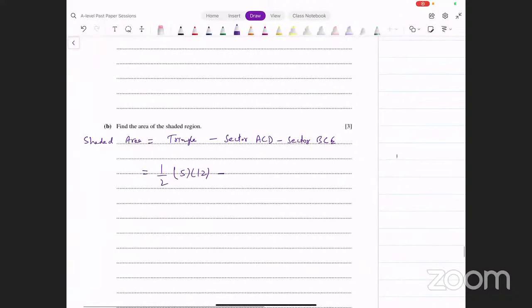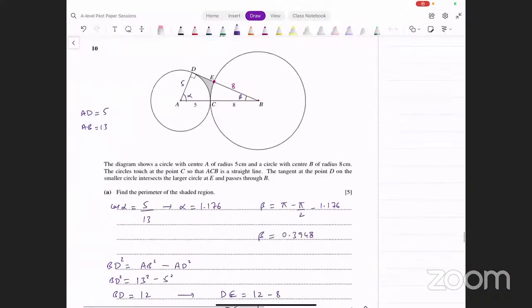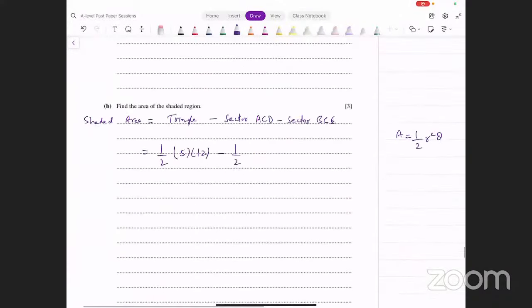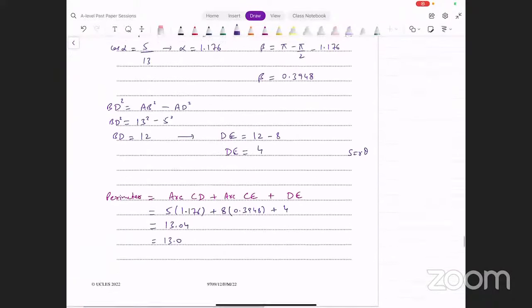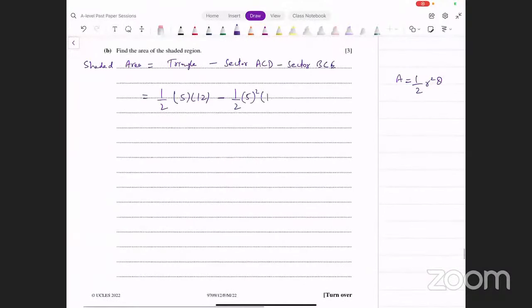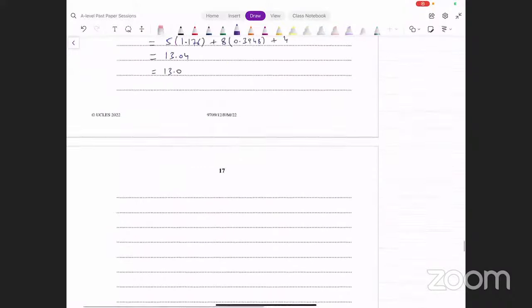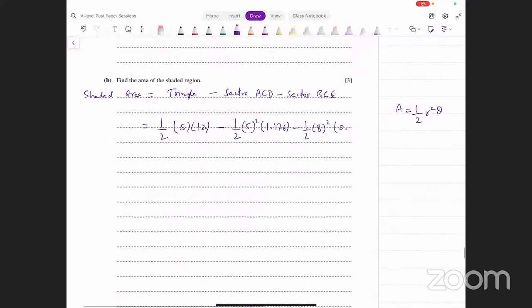Area of sector का formula क्या होता है? Remember, ये formula sheet में दिया होता है, half r square theta. Half radius of the smaller sector, ACD is the smaller sector, right? उसका radius कितना था? 5. What about the angle? Angle was 1.176. Minus half radius of the bigger circle, that was 8 square, and the angle was 0.3948. Just evaluate this, and that's going to give you the result. ये देख लें क्या आता है आपके पास.